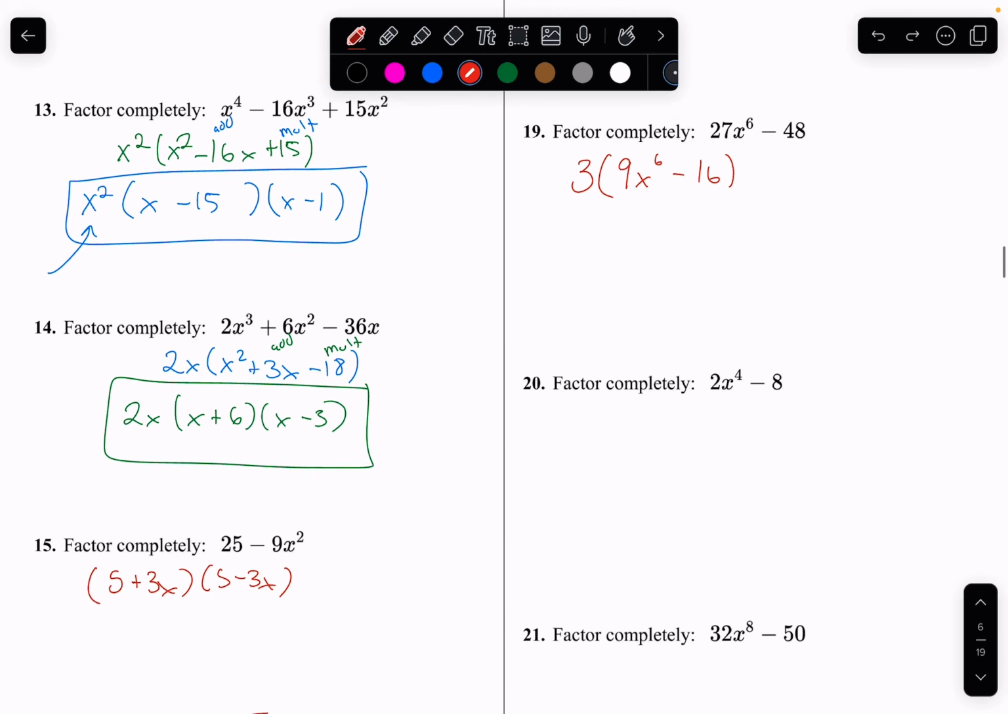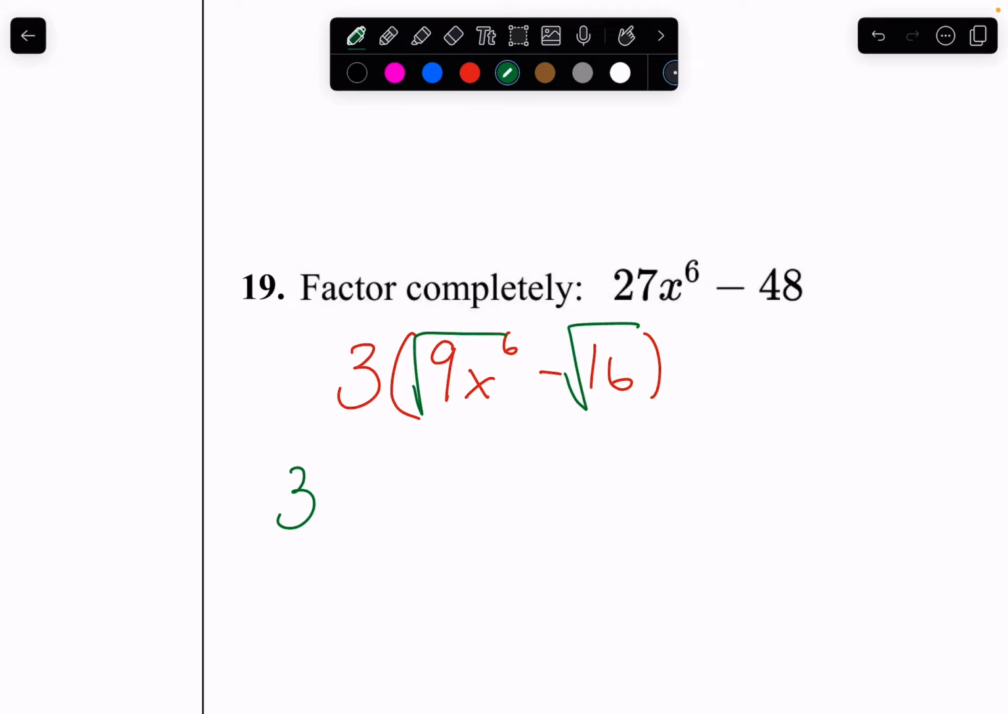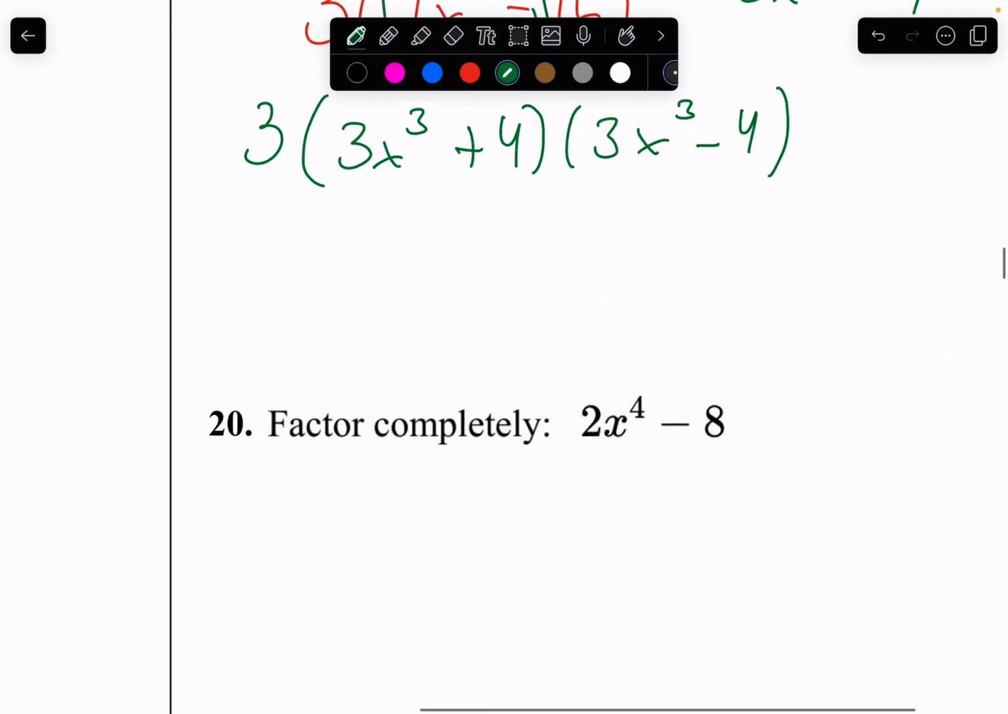You may not be blatantly told, hey, this is a difference of squares problem. You have to just look at it and be like, can I do this? Yeah, I can, and go from there. All right, so we can go ahead, square root both of these, and we get 3x to the third and 4. So we're going to do 3x to the third plus 4 and 3x to the third minus 4. Alrighty. Let's try number 22.